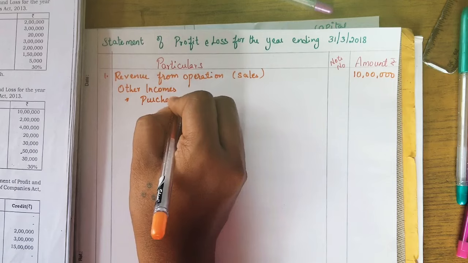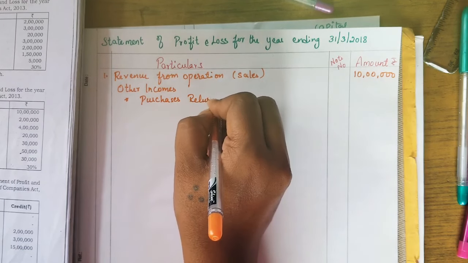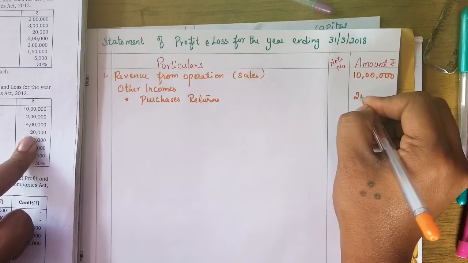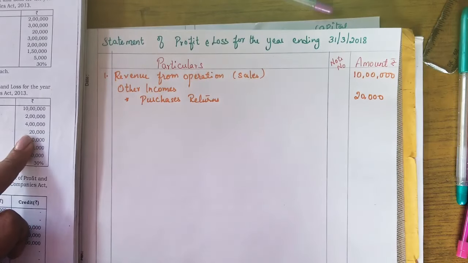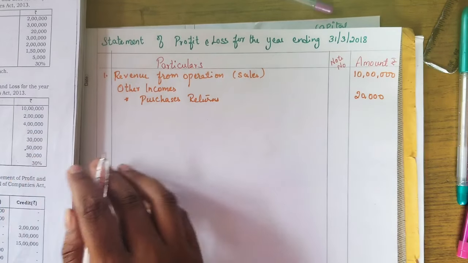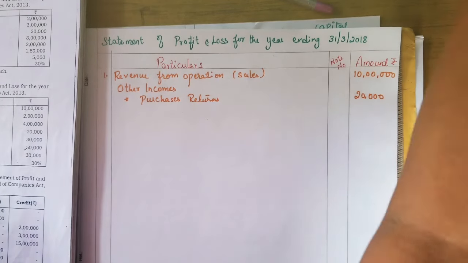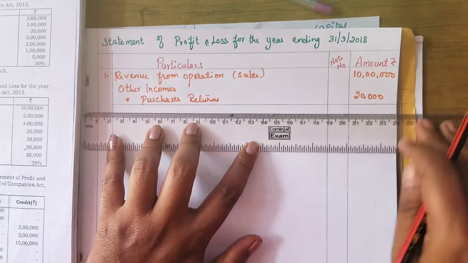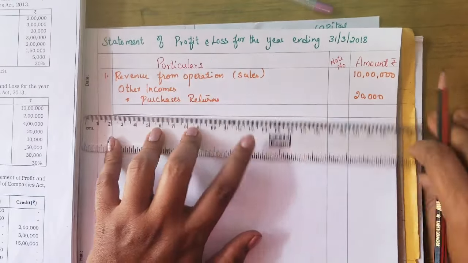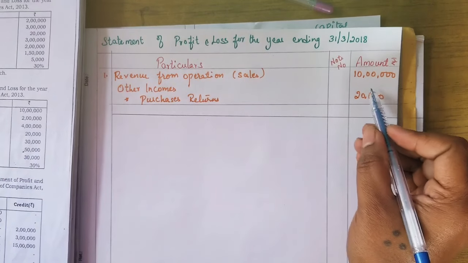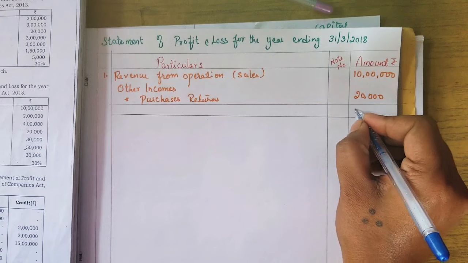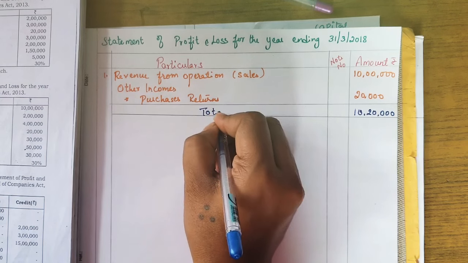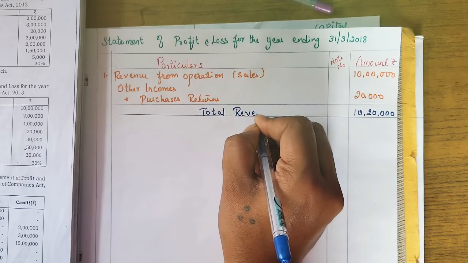Purchase returns, amounting rupees 20,000. Okay. And next, no other incomes now. So we will do the total of revenue. Let's find out the total revenue. So total revenue here is 10 lakhs plus 20,000, 10 lakh 20,000. It will be 10 lakhs 20,000.